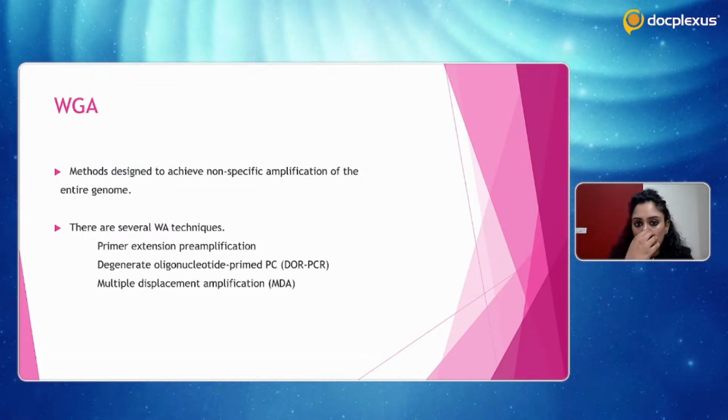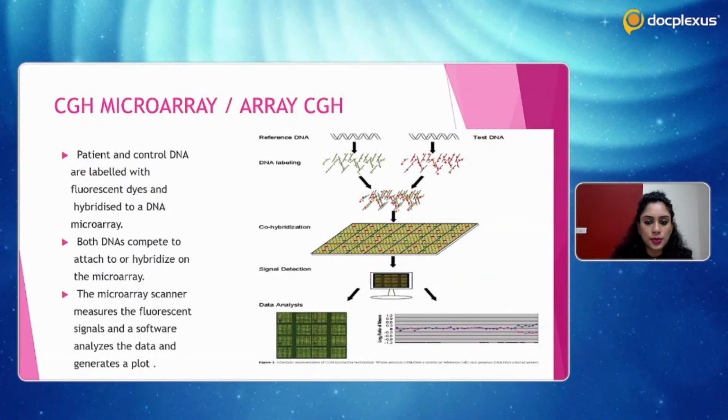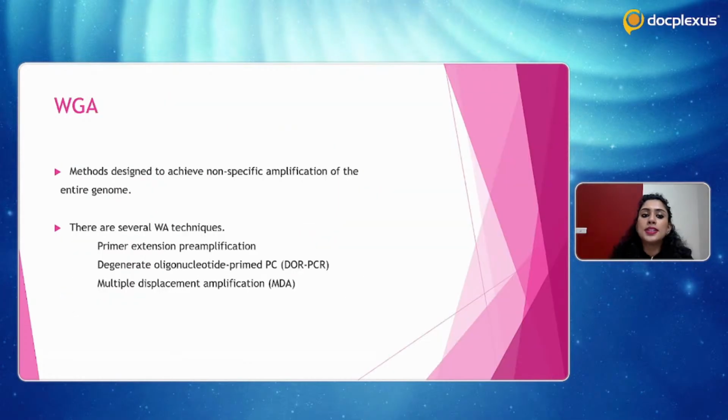Now, when we come to the more advanced methods, there are methods which are designed to achieve non-specific amplification of the entire genome. Now, there are several techniques. There could be primer extension pre-amplification, degenerate oligonucleotide primed PCR, and multiple displacement amplification. This is just to name them. We will be talking about them in detail.